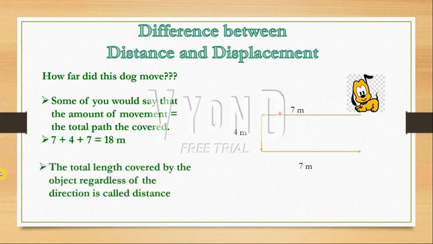The total length covered by the object, the dog in this case, regardless of any direction, west or east or south, is called distance. So distance is the total length covered by the object, and I do not need any direction to describe this physical quantity. All I need is a numerical value and the right measuring unit.